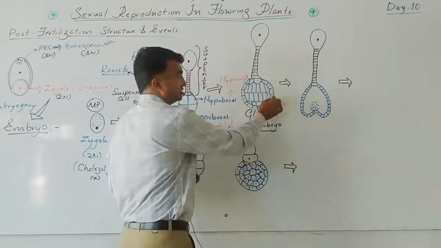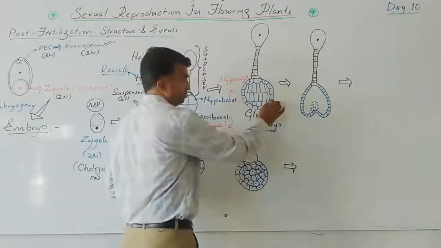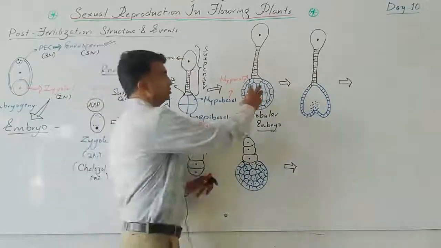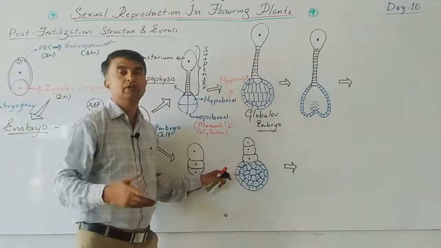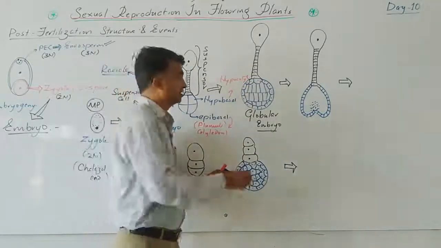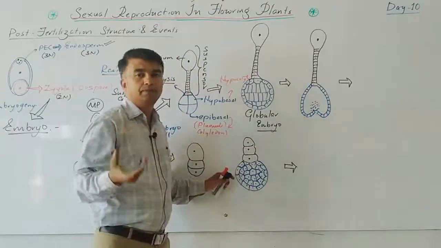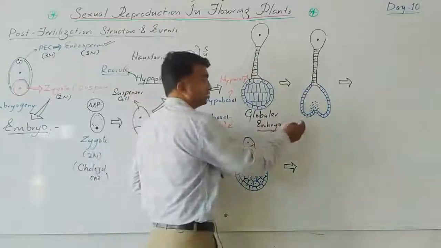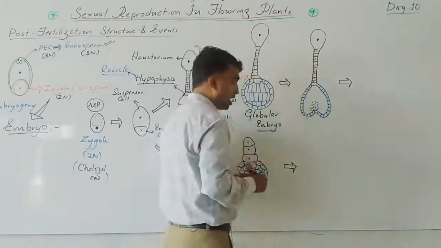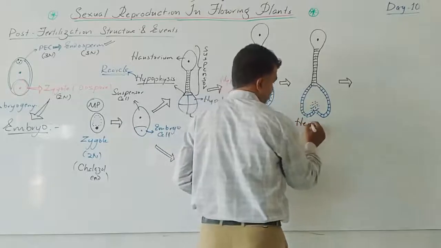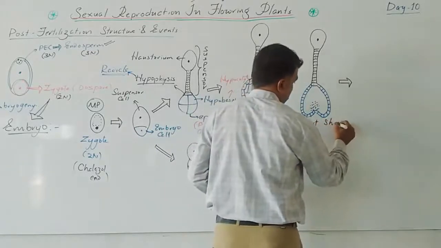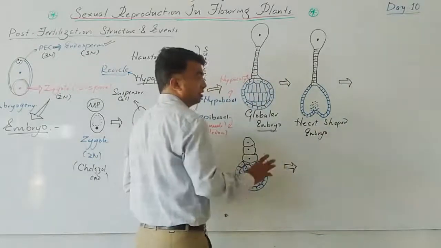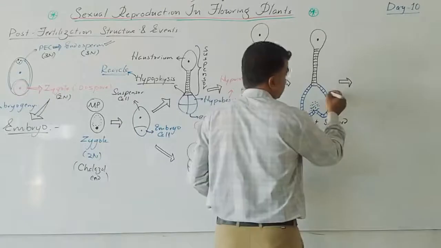So the outermost cell is called the dermatogen. This dermatogen will produce the outer layer, the epidermis. Inside this is the ground tissue. In that, further development means differentiation takes place, and meristematic tissues are produced. So this is a globular embryo. Gradually, this globular embryo turns into a heart-shaped embryo.